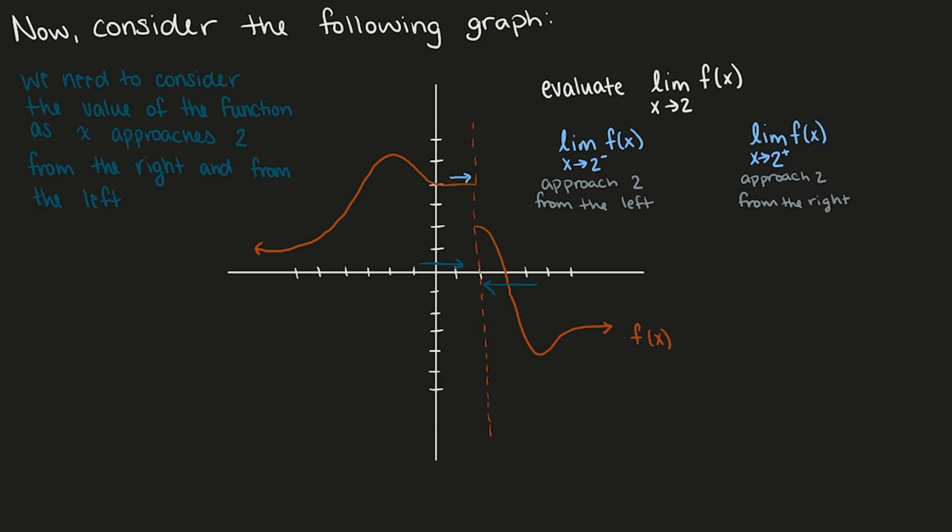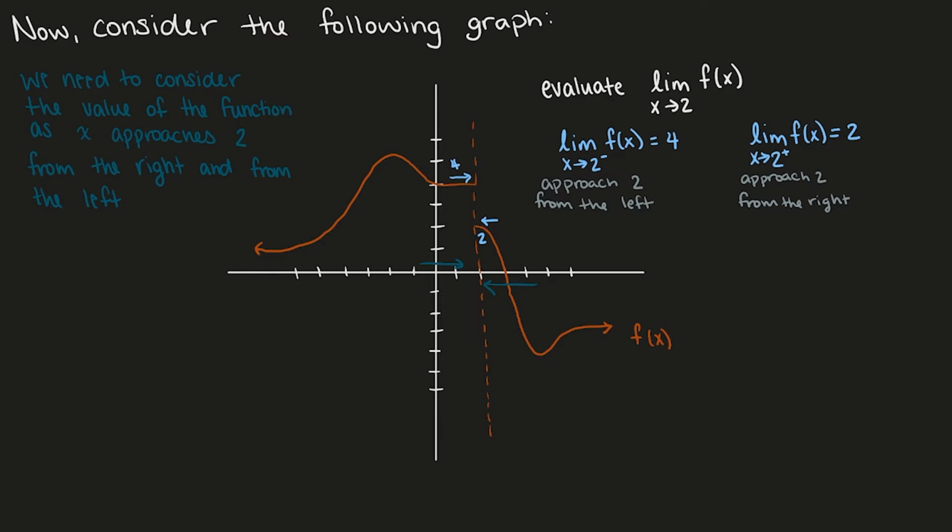As we approach 2, the value that we have is 4. So the limit as f of x approaches 2 from the left is equal to 4. And then as we approach 2 from the right, the value of the function is 2. So that means the limit of f of x as x approaches 2 from the right is equal to 2.